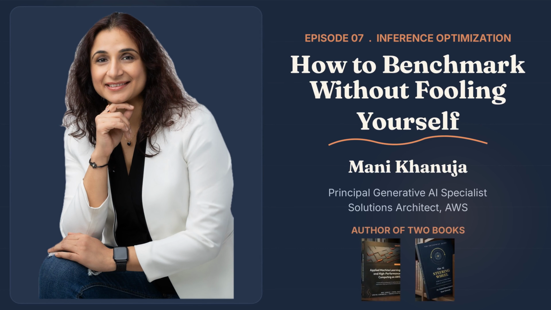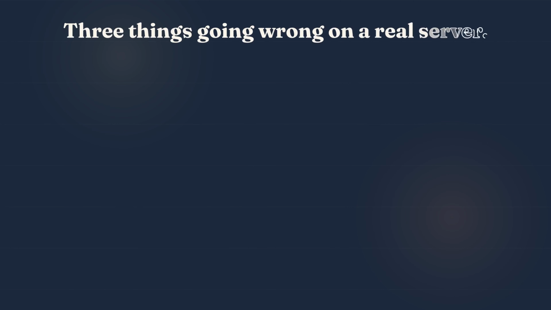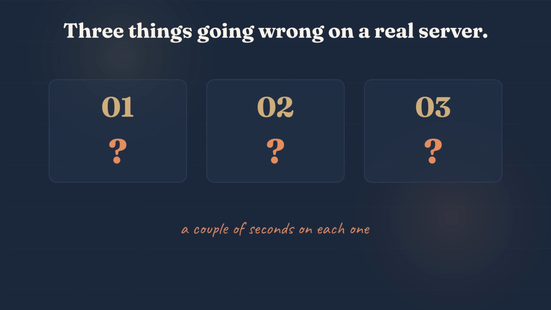I'm Mani Khanuja. I'm a principal generative AI specialist solutions architect at AWS, and I've written 2 books on building these systems in production. So today we run a clinic on benchmarking. I'll show you 3 things going wrong on a real server, and you get a couple of seconds on each one to work out the cause, and then we'll go through it together.